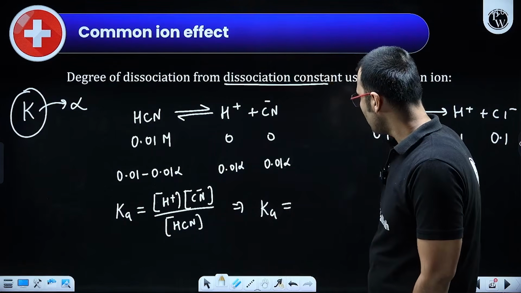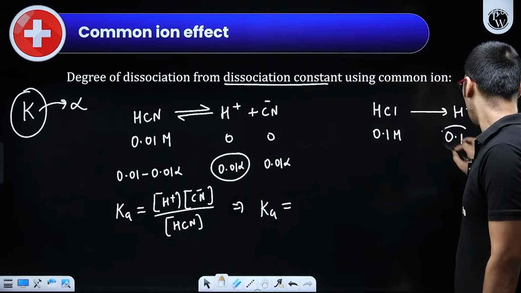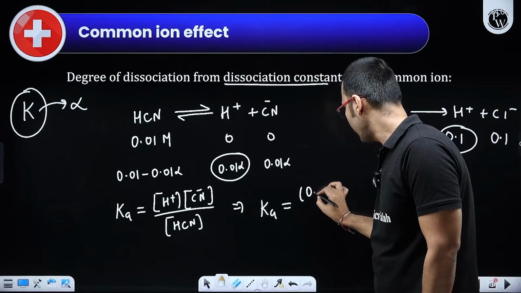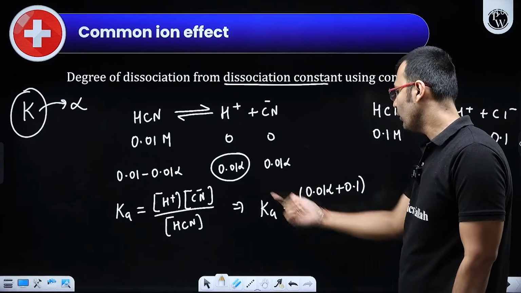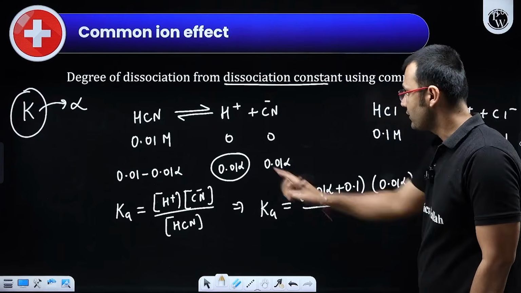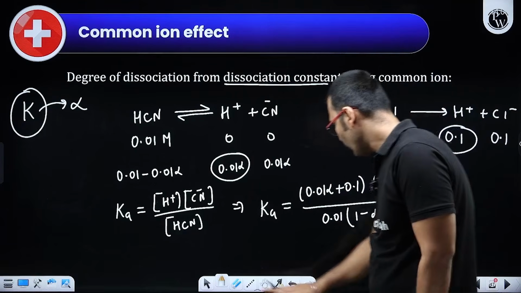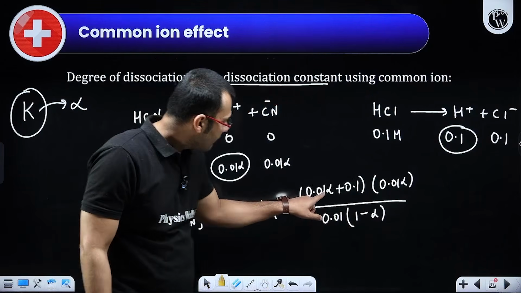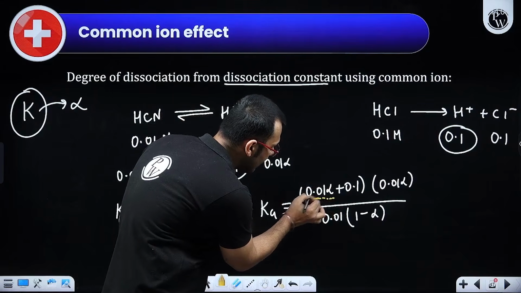Now here the total concentration of H plus is 0.01 alpha from HCN and 0.1 molar from HCl. So total concentration of H plus I can write as 0.01 alpha plus 0.1. That's the concentration of H plus. And then concentration of CN minus is simply 0.01 alpha, divided by concentration of HCN, which will be 0.01 into 1 minus alpha. Now, when you will be doing numericals from this, please remember what will happen. Your alpha will be very small. If your alpha will be very small, then this term will be neglected as compared to 0.1.